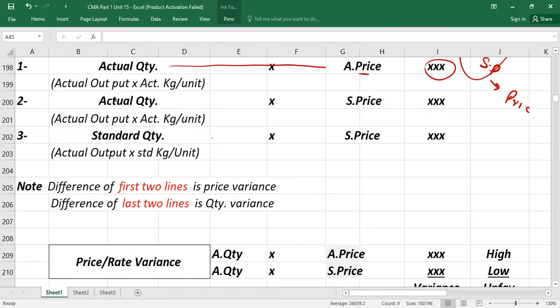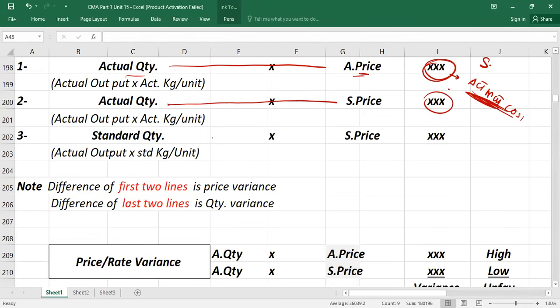Please remember, once you multiply actual quantity with the actual price, this is also known as actual material cost. In your exam question, it may give you this value directly. So you do not need to multiply actual quantity with actual price, because actual material cost is given. Just write it as the answer of the first line. Second line, you take actual quantity multiplied by standard price. Then third line, standard quantity multiplied by standard price.